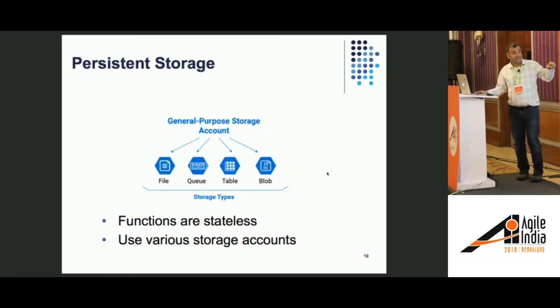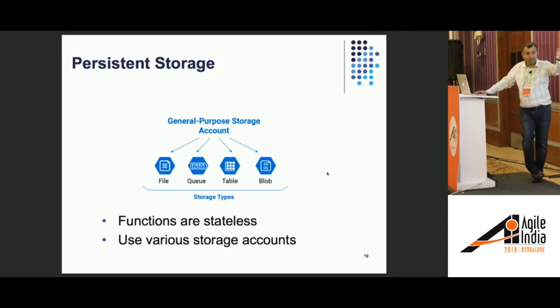Functions are stateless, but you have these persistent ways of storing, right? File, queues, table, blob. Blob is like the big chunk of data. Tables is key value pair. Queues are short 8 KB messages, and then you have the file. Functions by themselves should be stateless.